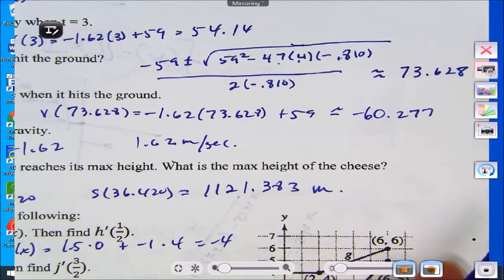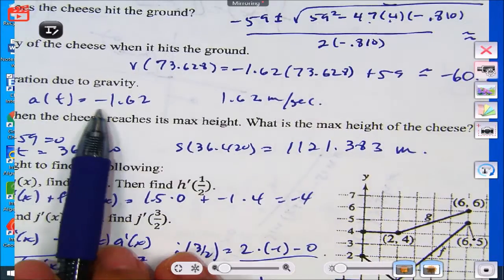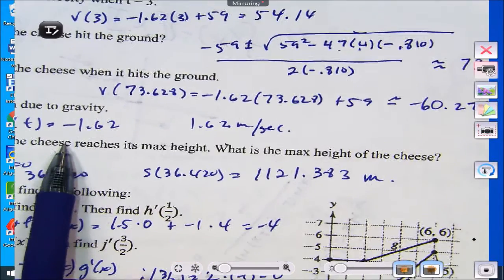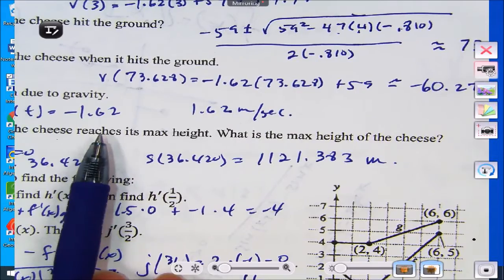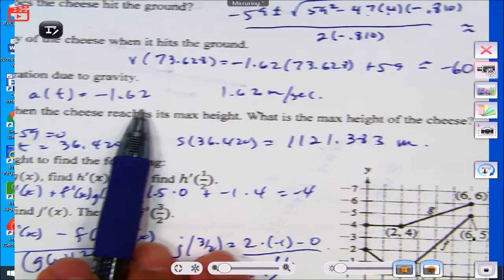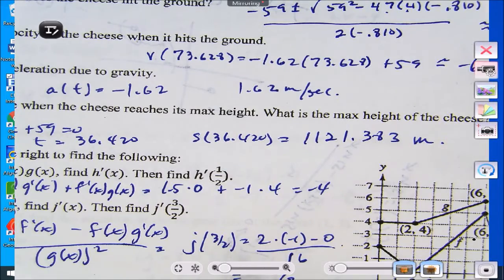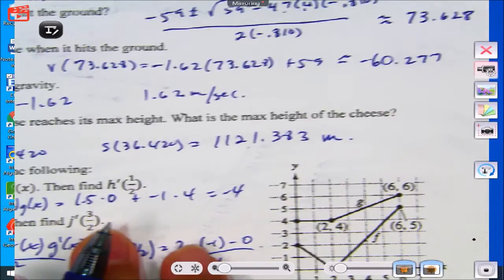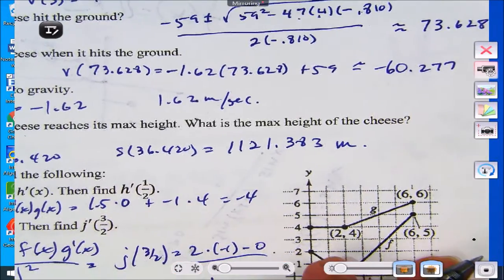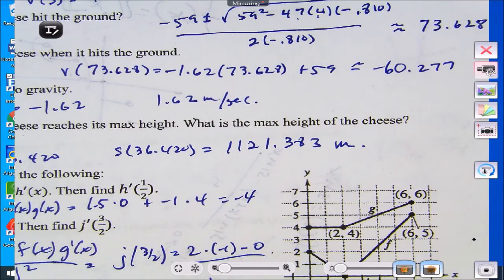And then it says in G, find the acceleration due to gravity. What is that? You take the second derivative, and that gives you negative 1.62, and that's the acceleration due to gravity. So anytime we're solving for acceleration, it's in terms of gravity, when it's this kind of problem.